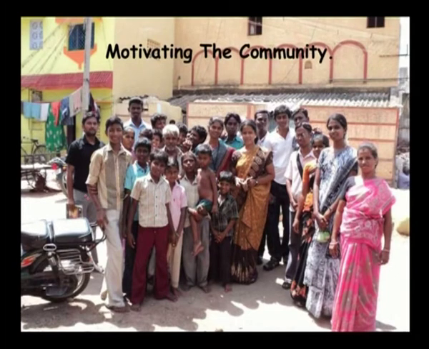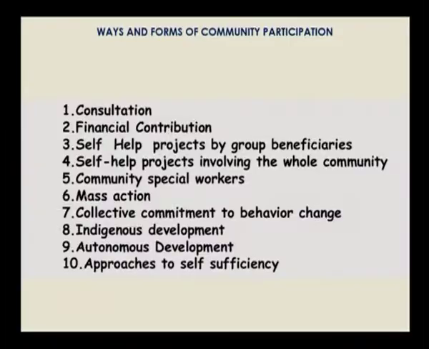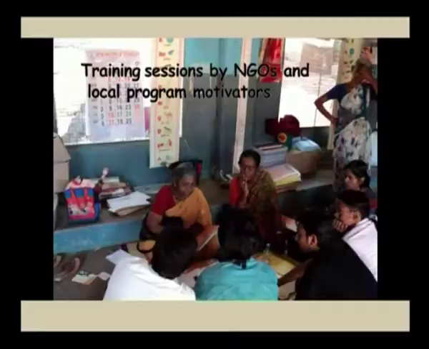All people from the neighborhood come and cluster at one point, like in public schools, government schools, and open spaces in and around the community. Some ways and forms of community participation include consultation, financial contribution, self-help projects, indigenous development, mass action, collective commitment, autonomous development and approaches to self-sufficiency. Most of it relates to what we call self-independent construction of projects, and the people could either consult in terms of designing a project, build their own projects, or take self mutual aid to develop a particular house.